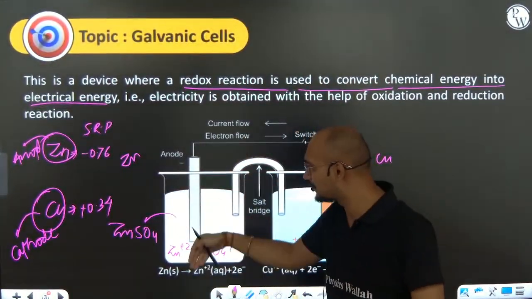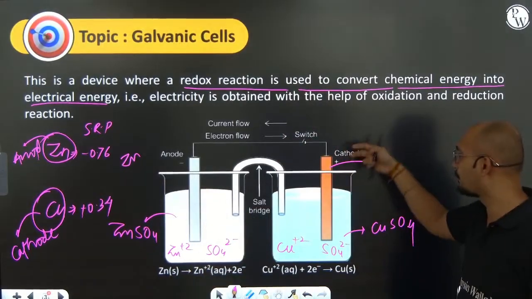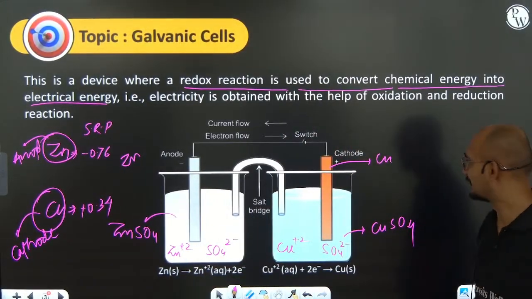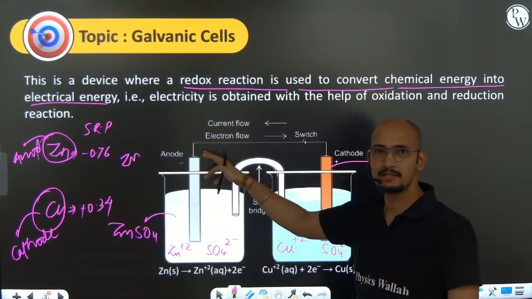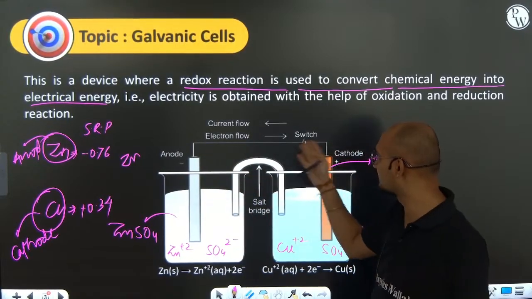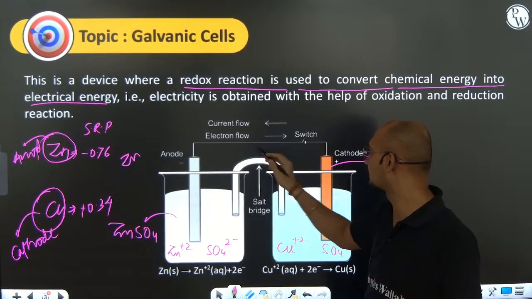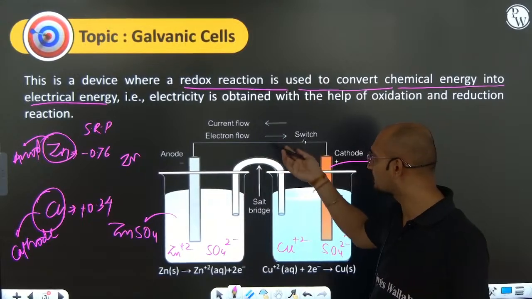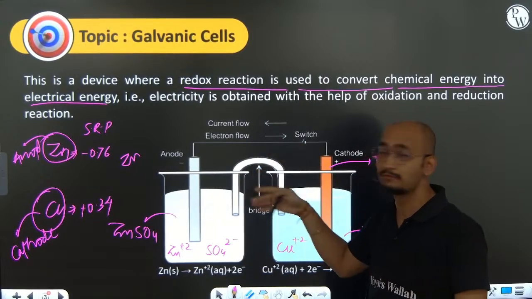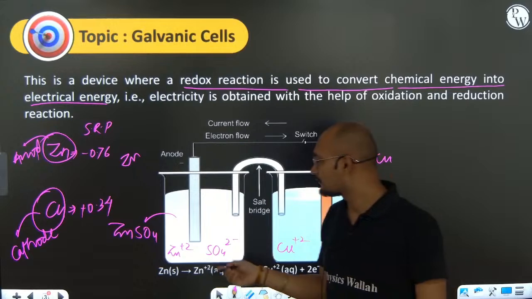Zinc I have dipped in the zinc sulfate solution, while copper in the copper sulfate solution. Now what we have done, we have connected it through the external wire. Yes or no? You can put a bulb here or an emitter or something that can tell you whether there is electric flow or not. And once the electric flow starts, why?